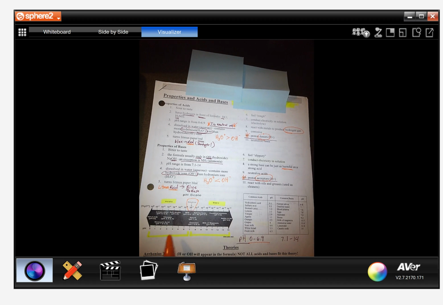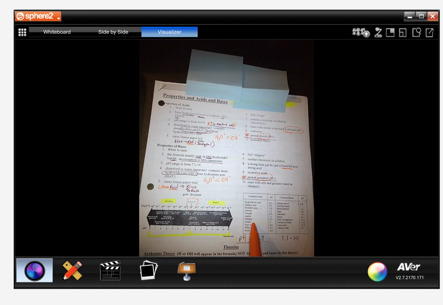Here's a pH scale. Notice this is neutral once again, and it's got different items here that tells you the pH of those items. From 0 to about 6.9 is acid, and then 7.1 to 14 is a base. Here is a list, you guys, showing you all the common bases and the common acids that are available.